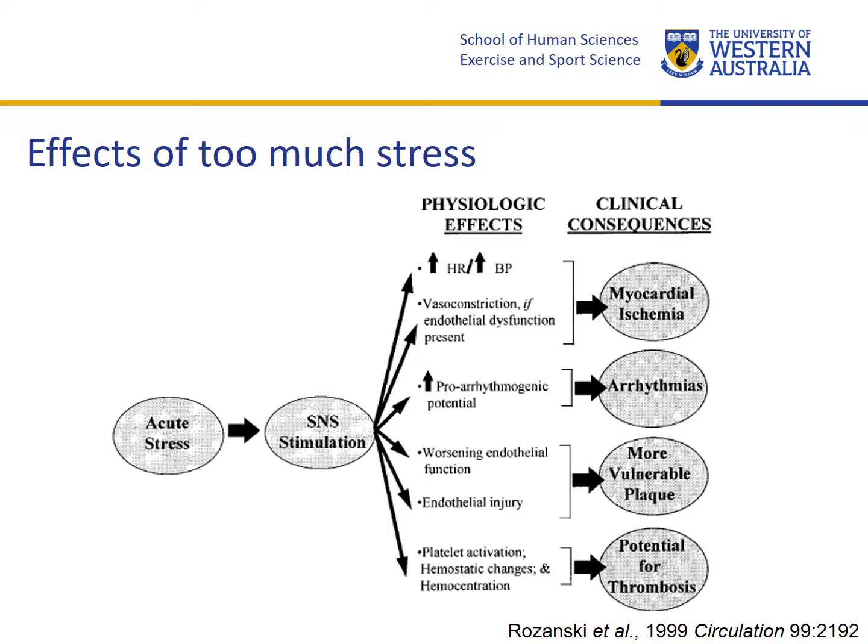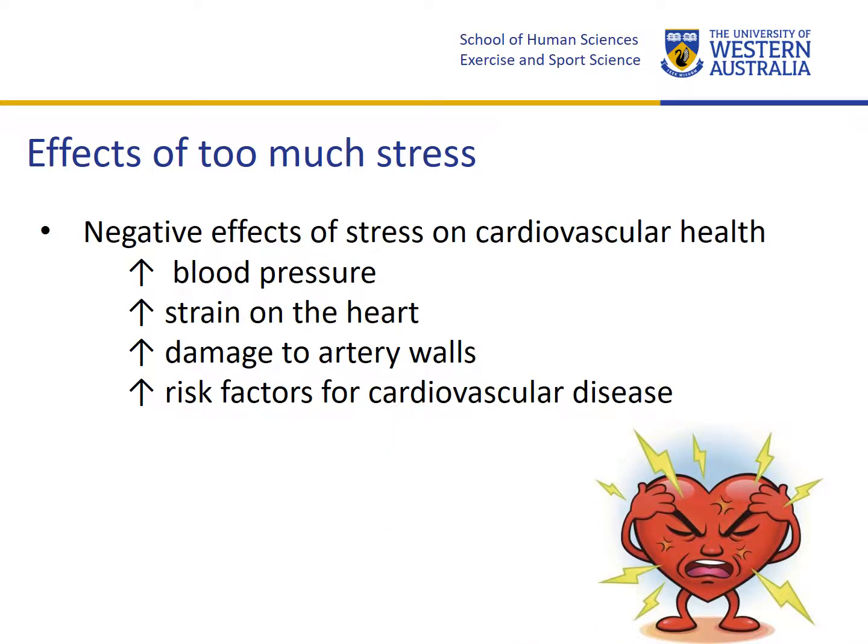So look, in some ways that diagram might seem a little bit complex and overwhelming. So to put it in simpler terms, when we have too much stress, this has a negative effect on our cardiovascular health, so our heart health, because stress increases our blood pressure, increases overall strain on the heart, can damage our artery walls or our blood vessel walls, and overall this increases our long-term risk of cardiovascular disease.